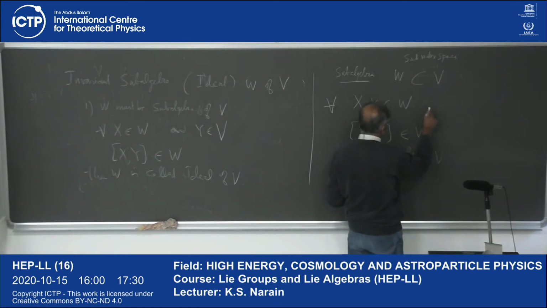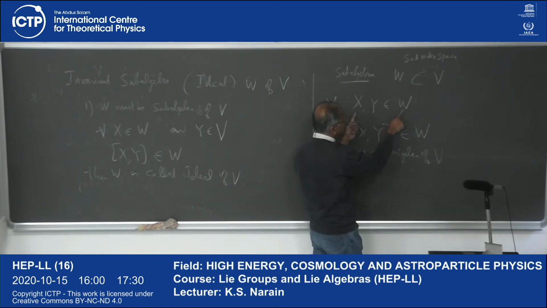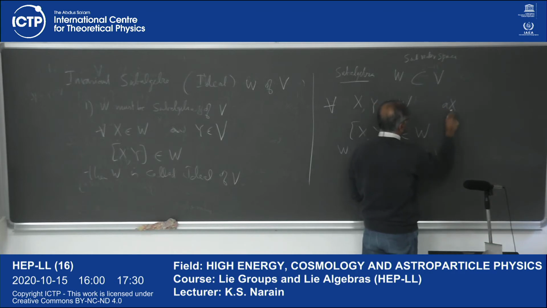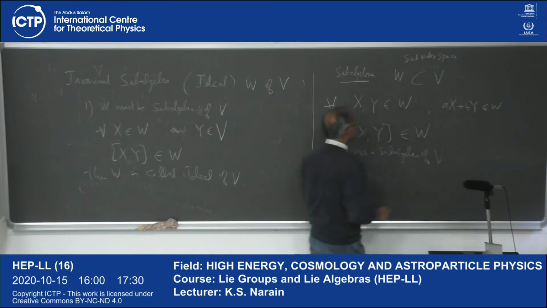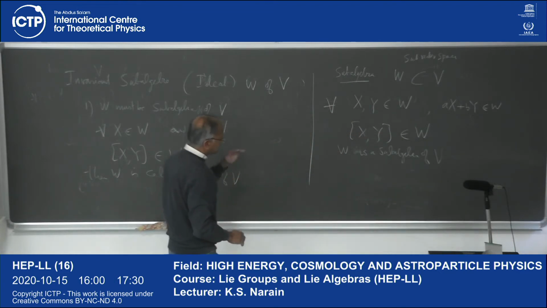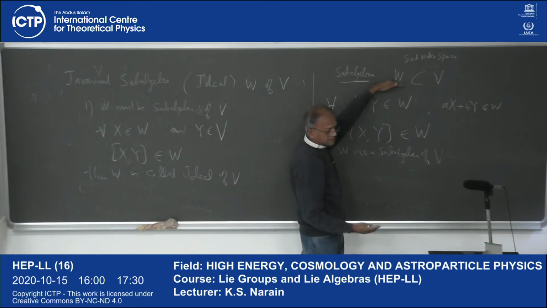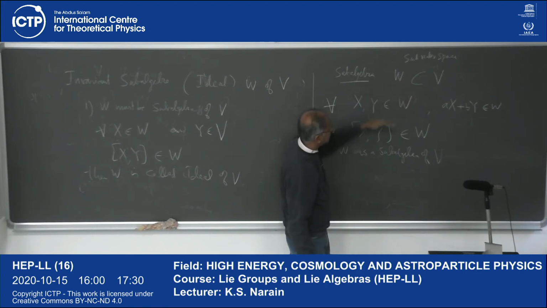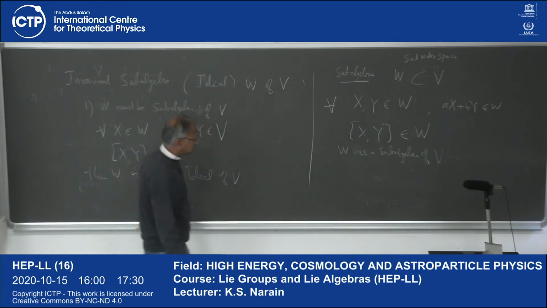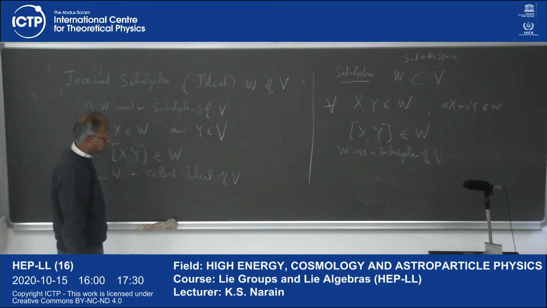So this of course means that for all x, y belonging to W, any ax plus by is also in W. To begin with, we are already saying that W is first of all a subspace of V. So vector subspace, sub-vector space. That is automatic. That is inherent. I really should have added that also.